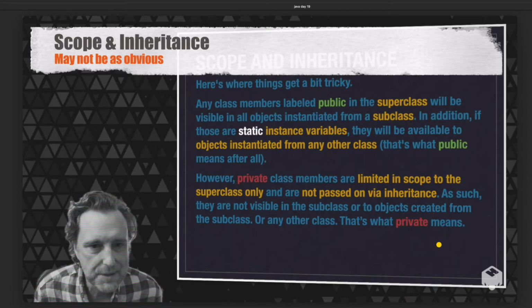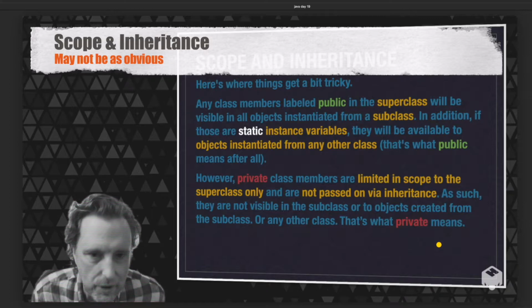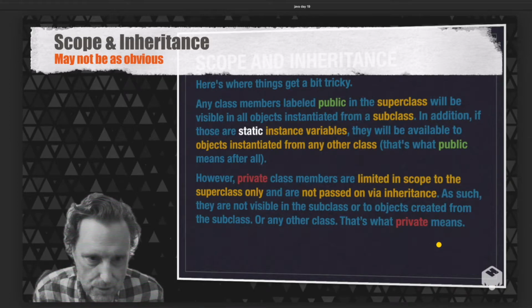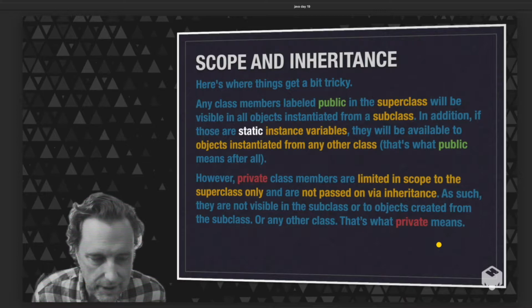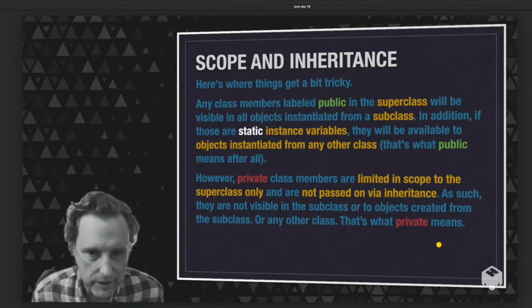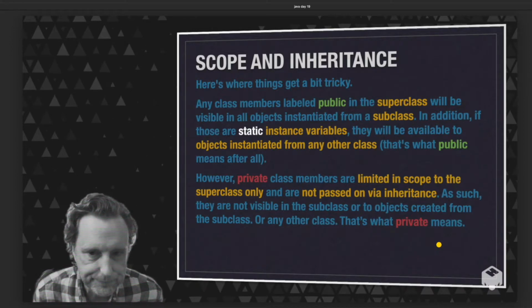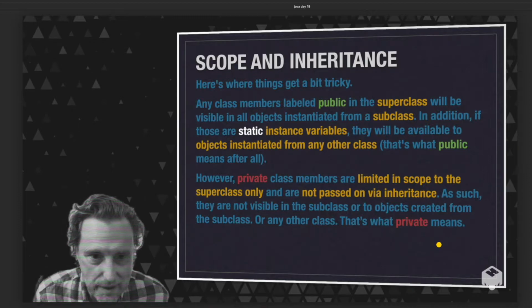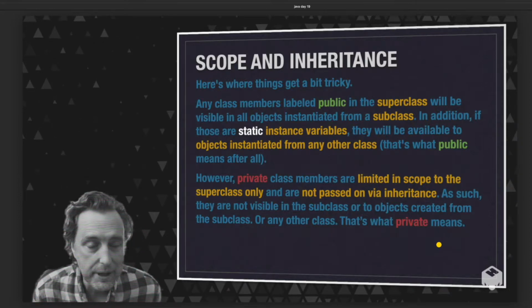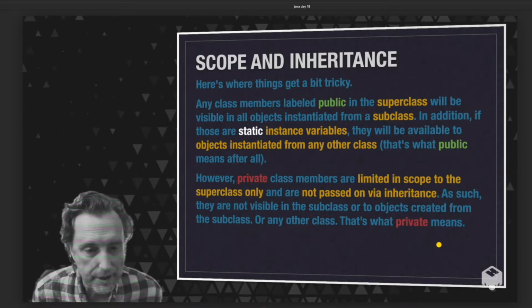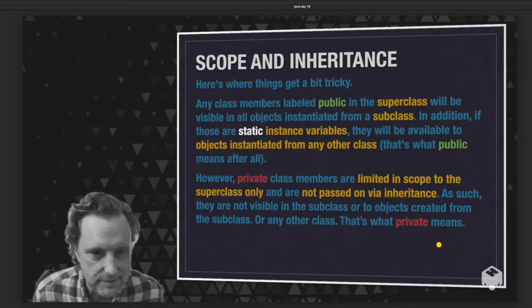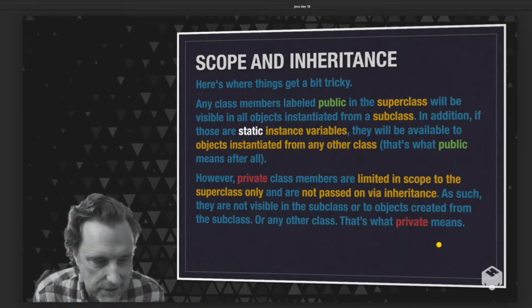Class members labeled public in the superclass will be visible in all objects instantiated from a subclass. In other words, everything that's public gets passed on via inheritance from the superclass to the subclass. Your subclass will get, more broadly, anything that's non-private as part of objects created from it. That's what public means. And if you make them public static, they're also available to objects created from other classes, and that's what the combination of public and static means.